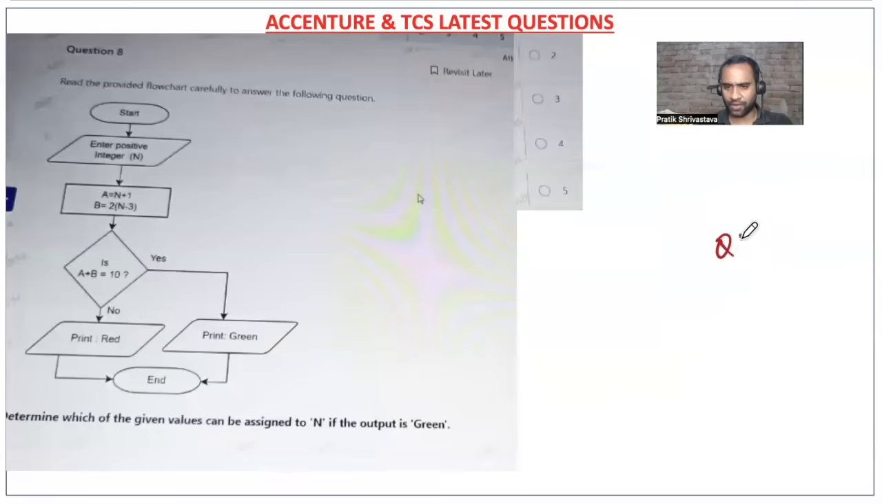Question number 12, and here it is 8. This is a flow chart based question. Earlier also we have done this.